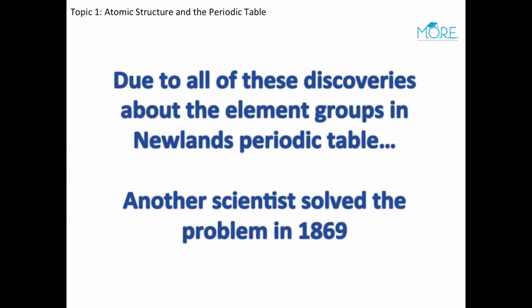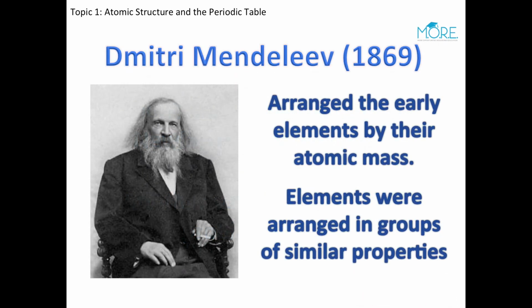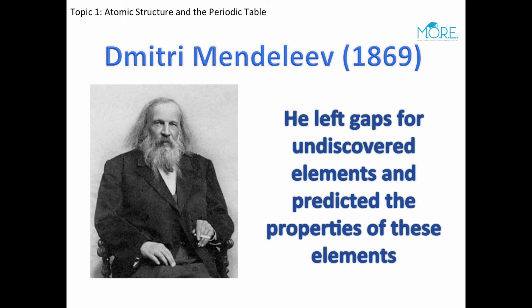Due to all of these discoveries about the element groups in Newland's periodic table, another scientist solved the problem in 1869. And this scientist was called Dmitri Mendeleev. He arranged the early elements by their atomic mass. Elements were also arranged in groups of similar properties. He left gaps for undiscovered elements and predicted the properties of these elements.